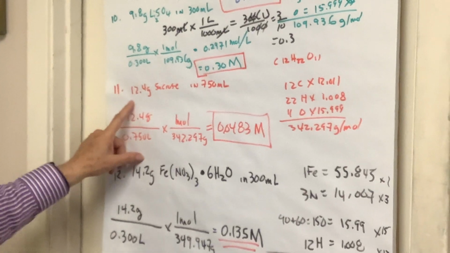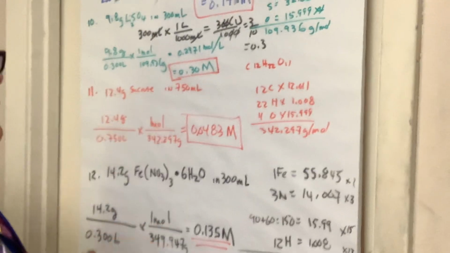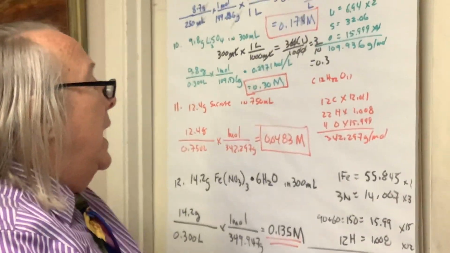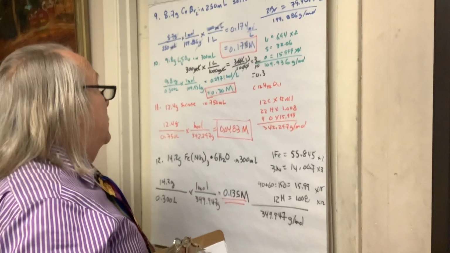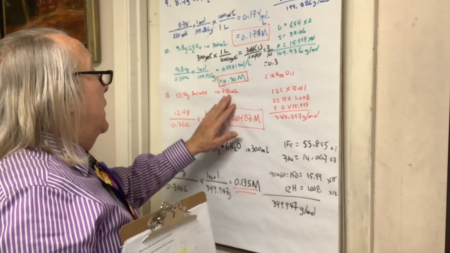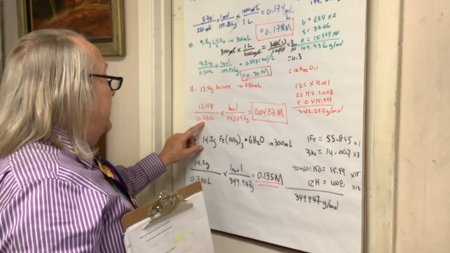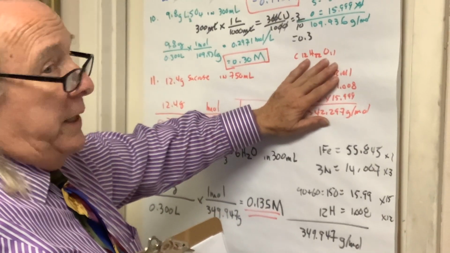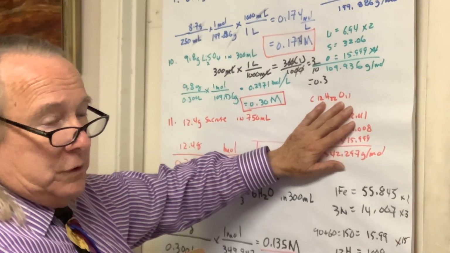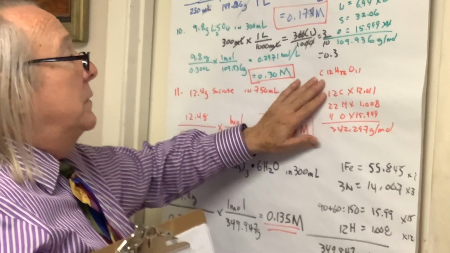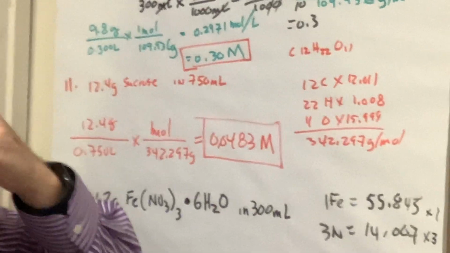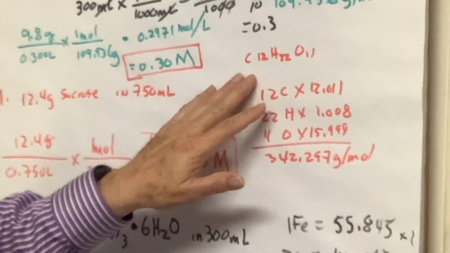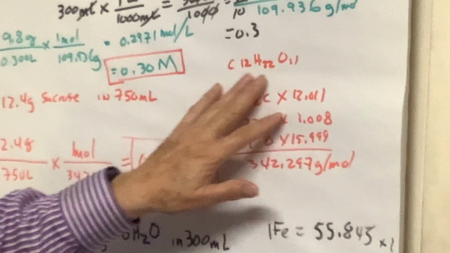The next one has 12.4 grams of sucrose. That's cane sugar or table sugar. The sugar we eat way too much of. In 750 mils or 0.750 liters. Its formula, it's made up of a glucose hooked to a fructose. Its formula with the dehydration synthesis reaction, so that we have 1 less water.